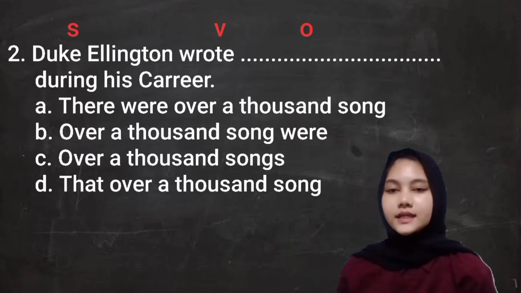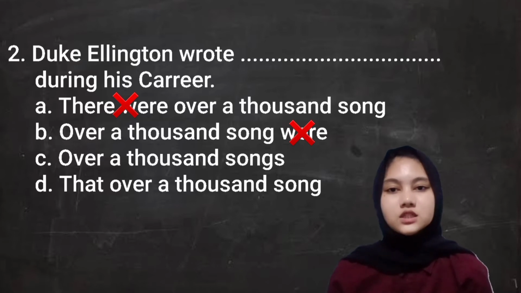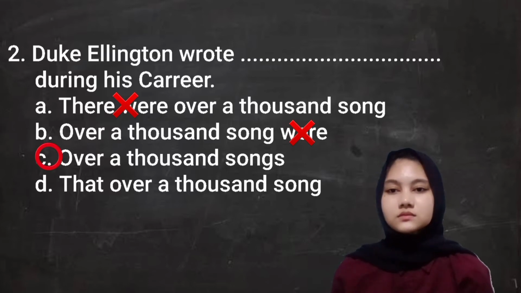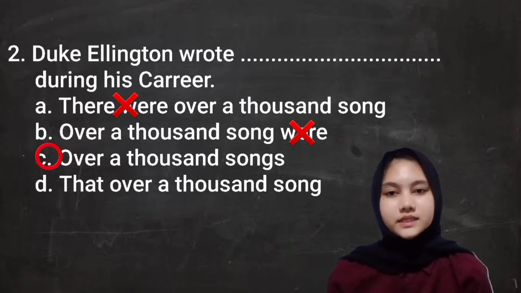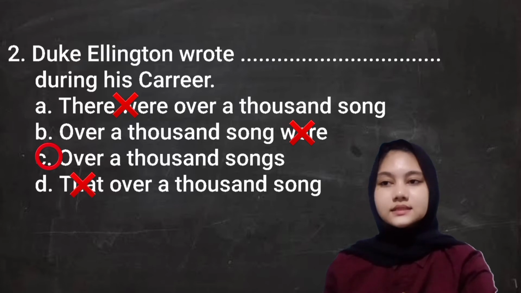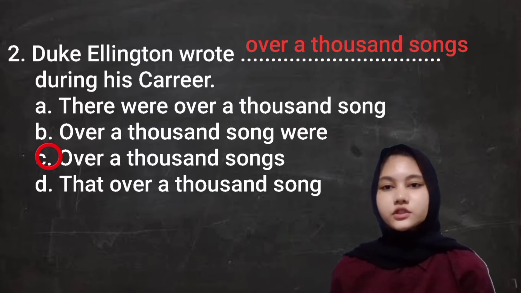Now let's look. Option A is incorrect. The word there is unnecessary. Option B is incorrect too. The verb were is not necessary. If you look at the question, there is no connector and there is already a verb wrote. Option C is the correct answer. Over 1,000 songs is an object of the verb wrote. Option D is incorrect because the connector that is unnecessary. So the answer is Duke Ellington wrote over 1,000 songs during his career.